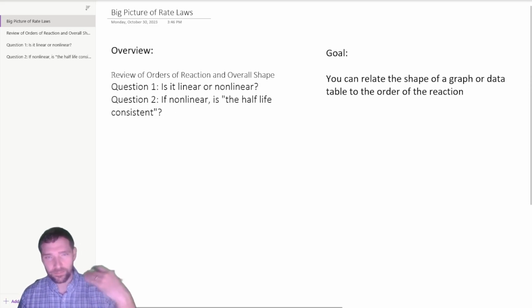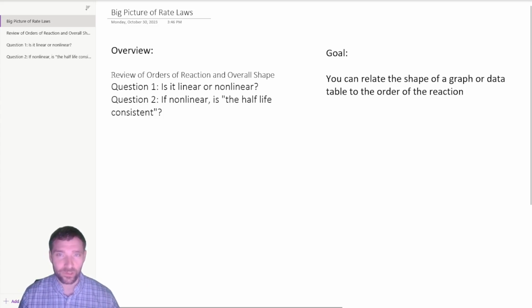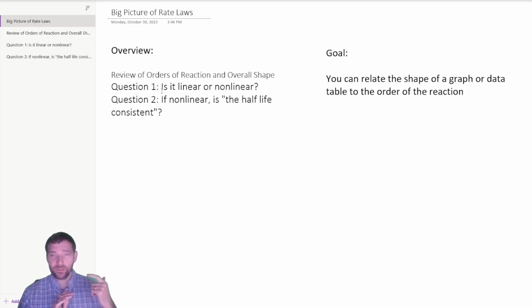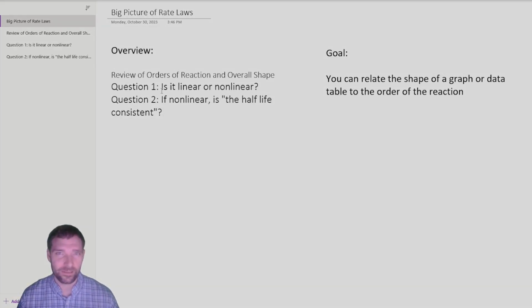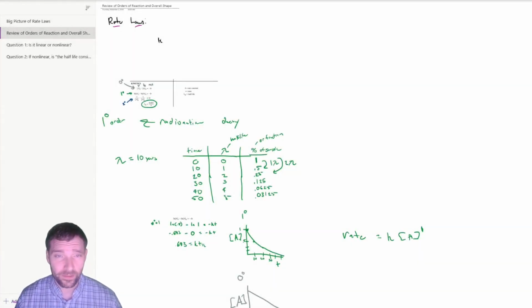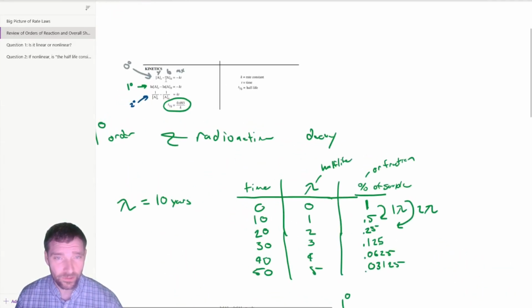We're going to talk about the overall reaction order and the overall shapes and then ask if the data that we're looking at is linear or nonlinear. And if it's nonlinear, can we look at the half-life and think of it as a consistent thing, or does it change with the concentration or change with the time that we're looking at with the data? So when we're talking about rate laws, there's three main equations that you're going to be looking at, depending on if it's a zero, first, or second order reaction.